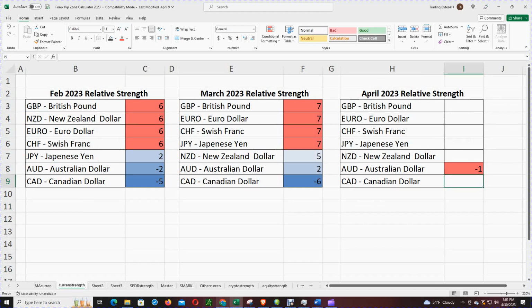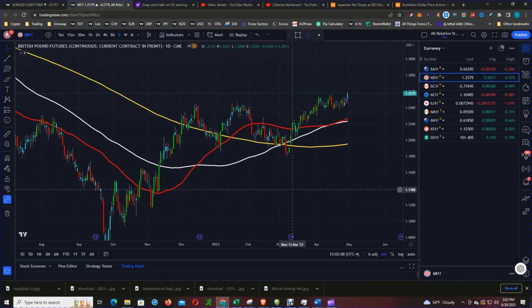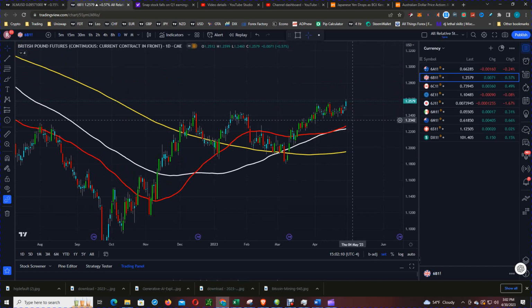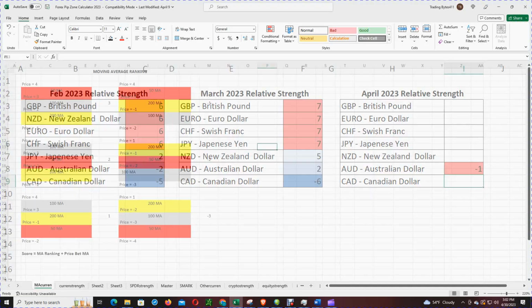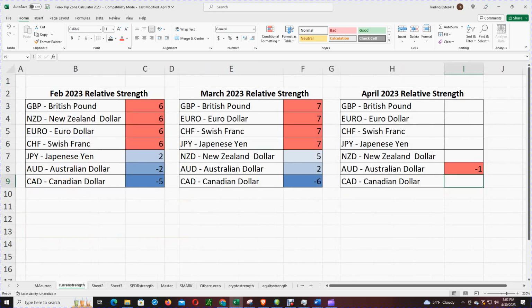Okay, let's go to the next one. The British pound, aka sterling. You can see that price is above, and in the order of the moving averages, you have the 50, the 100, and the 200. So I kind of already know that's a 7. Price is above the red, white, and yellow. So 4 plus 3, 7.